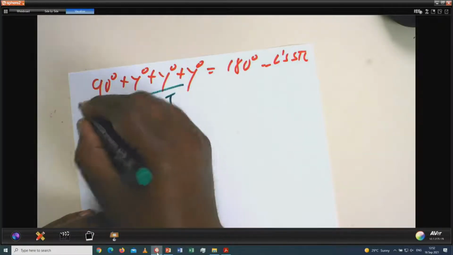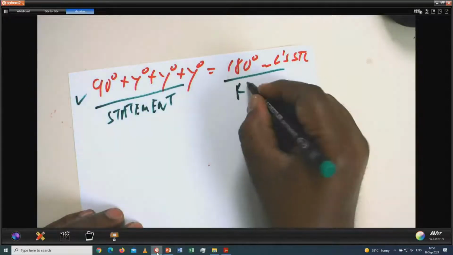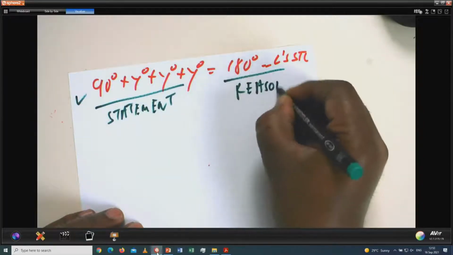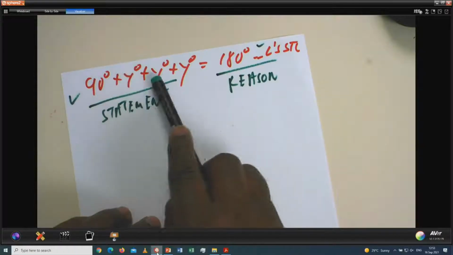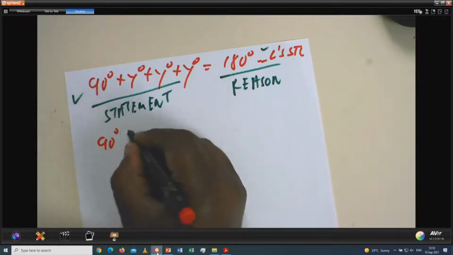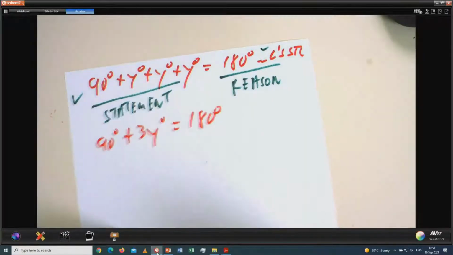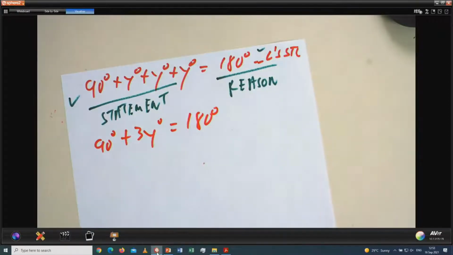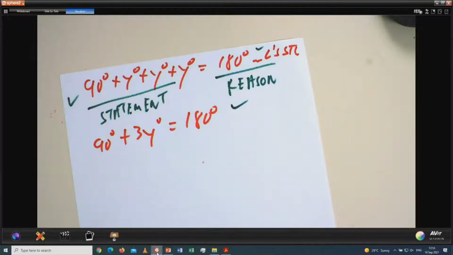That you'll get a mark for. That is your reason. That you'll get another mark for. Now let's see your mathematical tools. Like terms. There are 3 y's. There are 3 of them equals to 180 degrees. You will also get a mark there for working hard.